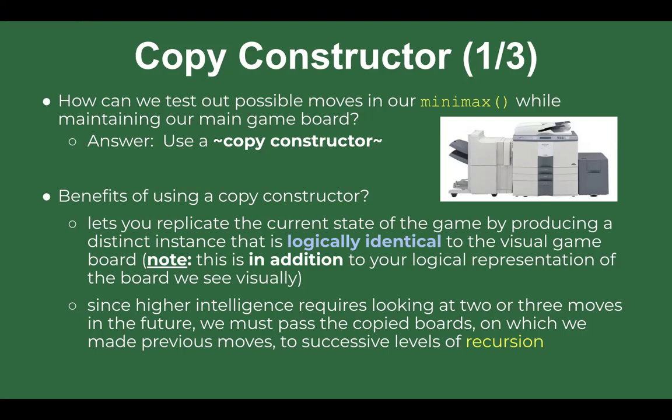The benefit of using a copy constructor is that it lets you replicate the current state of the game by producing a distinct instance that is logically identical to the visual game board. And as a note, this is in addition to your logical representation of the board we see visually. So in Minimax, we want to be able to see a couple moves ahead, but you don't want to affect your actual game board while you're checking several moves ahead, if that makes sense. For example, if you're pretending to be the opponent in the next round, you don't want to actually put down that pretend opponent piece on the board. So copy constructors let you mimic the current state of the board by copying your current board.